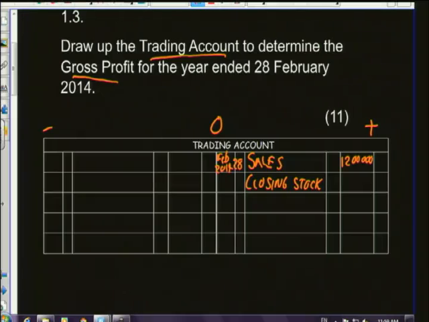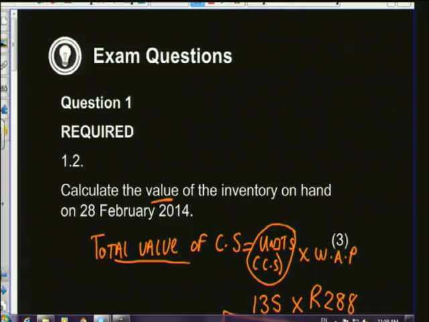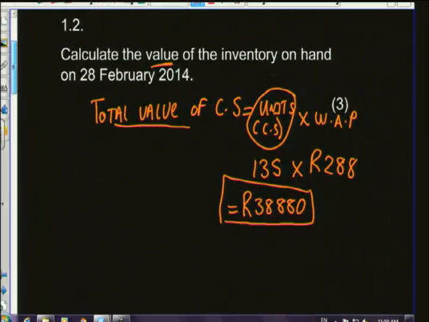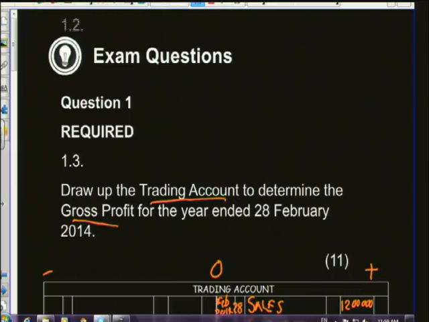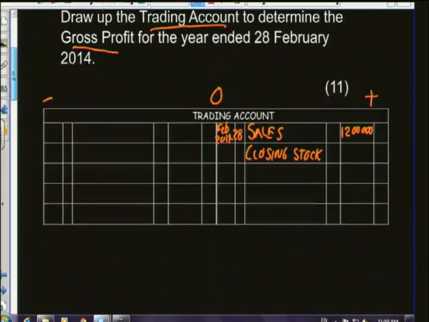Let's now focus on closing stock. Closing stock is the figure that we calculated in the previous question. So let's go one slide back, and our closing stock was 38,880. Okay, so let's take that figure through.